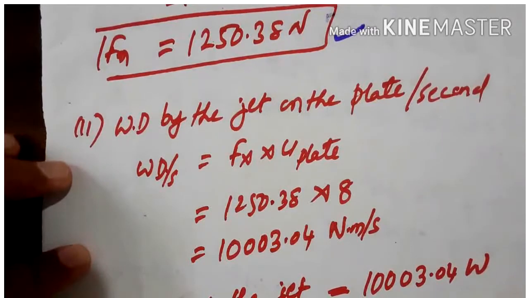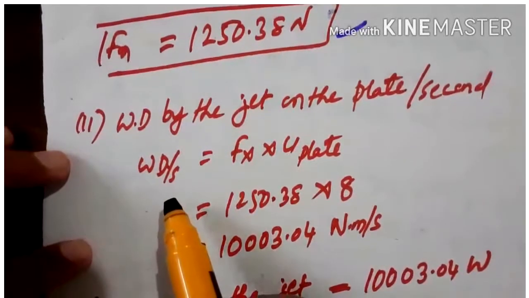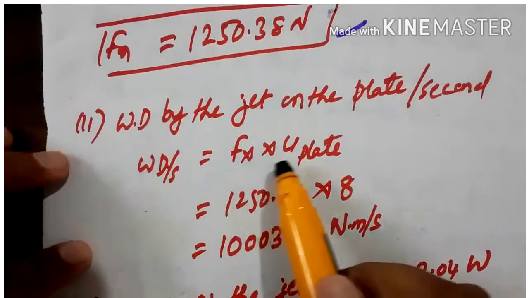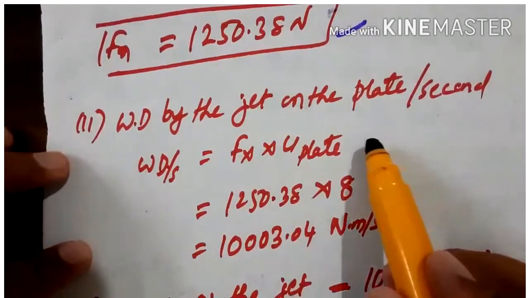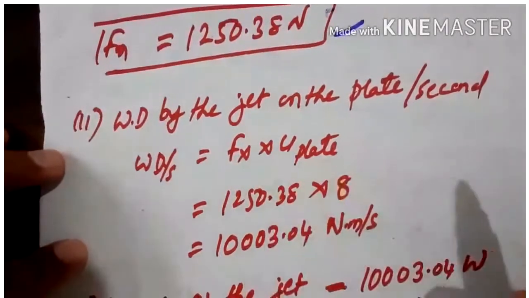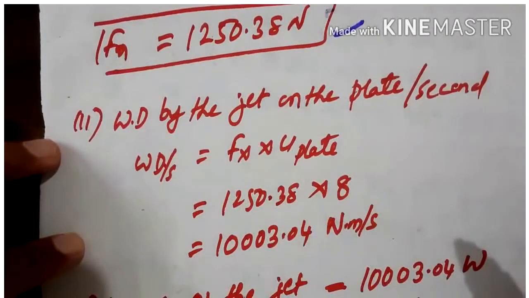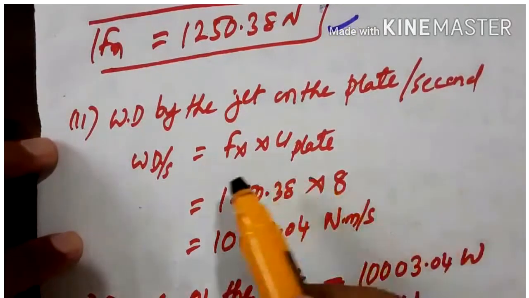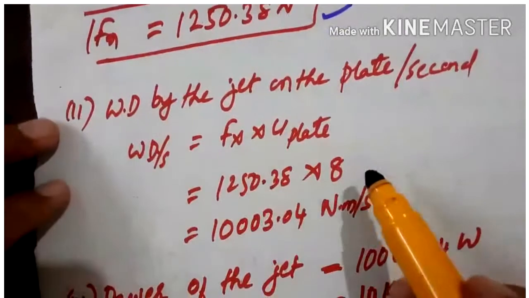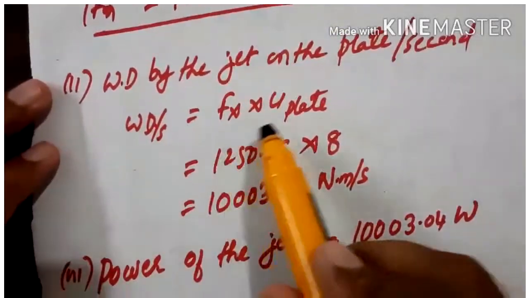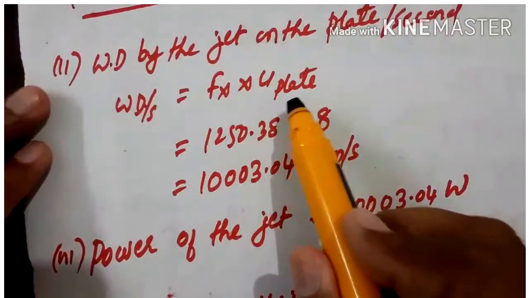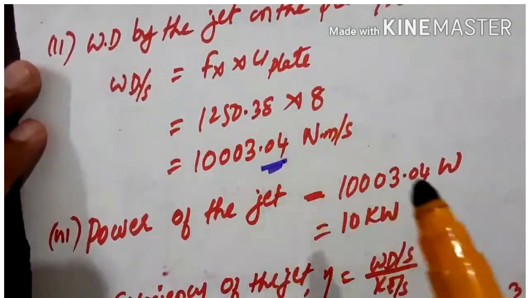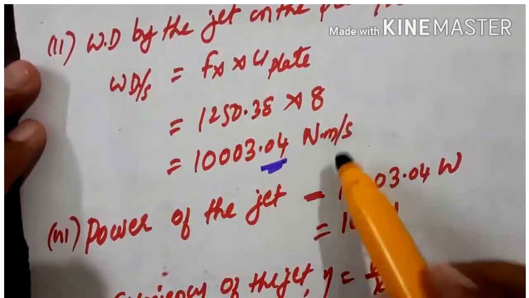To calculate the power, first we have to calculate the work done per second. The work done per second will be the force into velocity, that is the force exerted by the jet in x direction into the velocity of the plate. If the plate is fixed, then the work done per second will be 0. Since the plate is also moving here, we get the work done. Fx into u, the velocity of the plate: 1250.38 into 8, we get this much work done per second, and the unit is Newton meter per second.